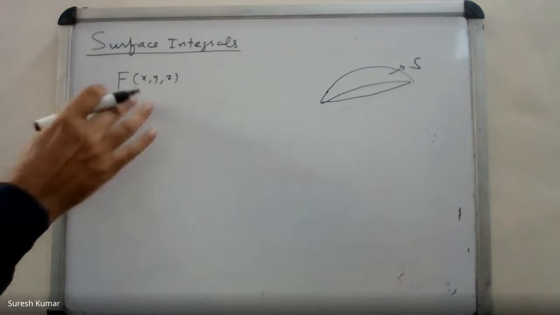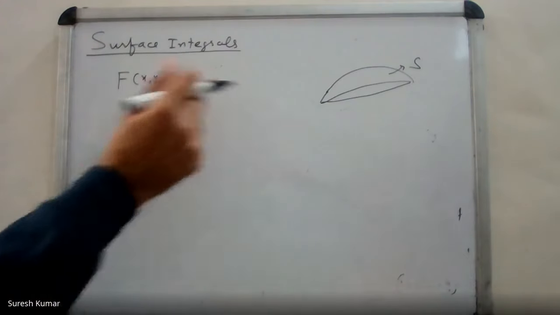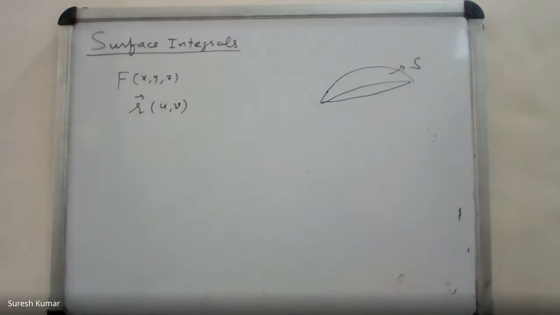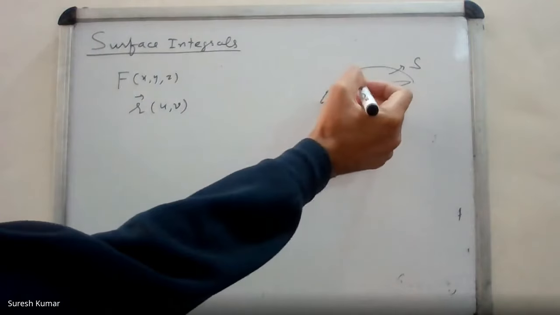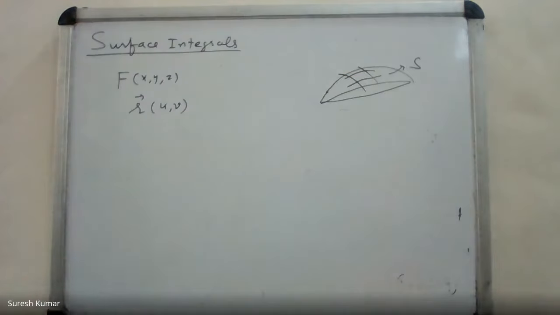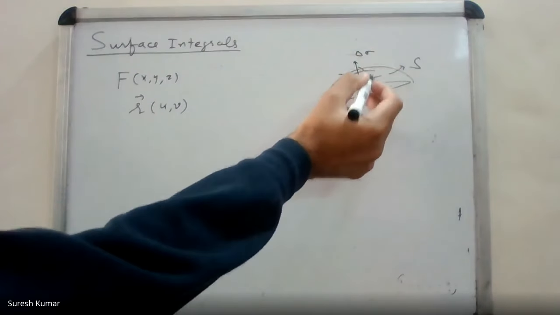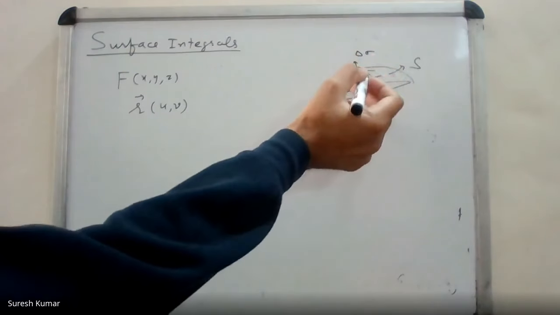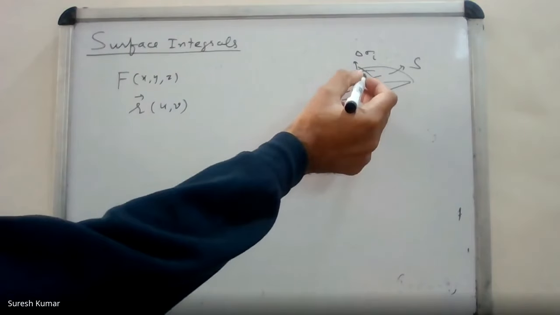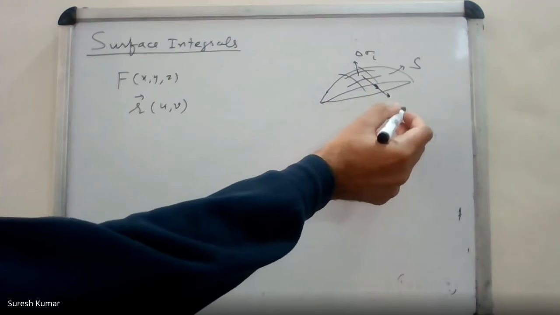And how do we define its surface integral over this surface S? Let's parameterize this surface by u, v. Divide this surface into patches. Area of this patch is equal to delta sigma. I divide it into n patches. This is the ith patch. In this patch, choose a point (x_i, y_i, z_i).